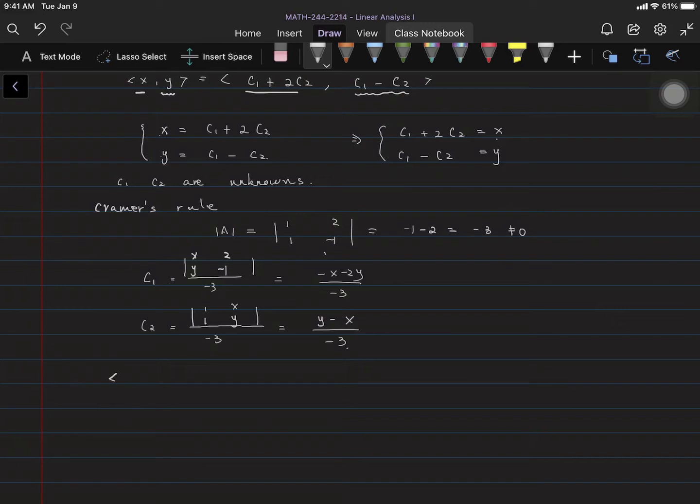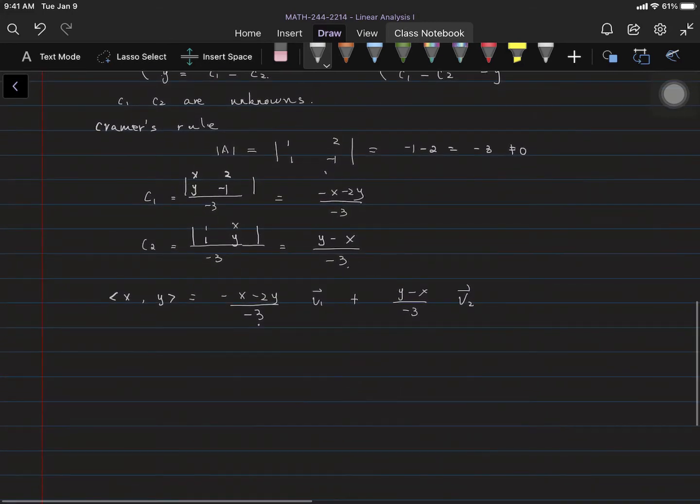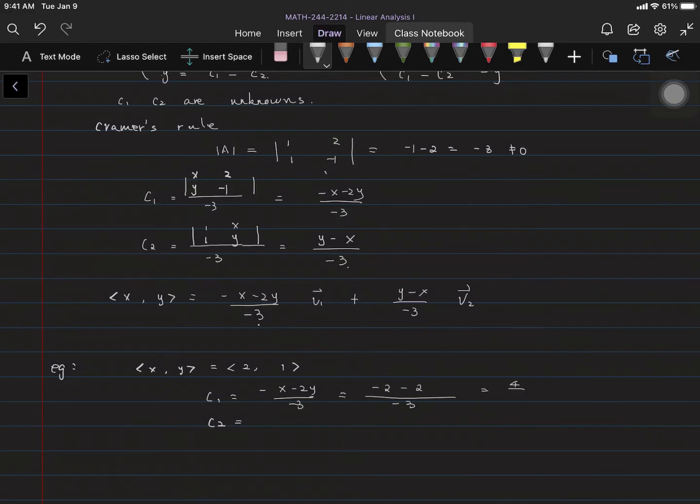We can write down here, for any vector x and y, we can express this by c1 v1, okay, plus c2 v2, because we already solved for c1, c2, right? For example, for the vector 2, 1, that means x is 2, y is 1. We can plug them into c1, c2. So let's see, c1 equals what? c1 equals negative x minus 2y over -3, plug in. So -2 minus 2 over -3, so it should be 4/3.